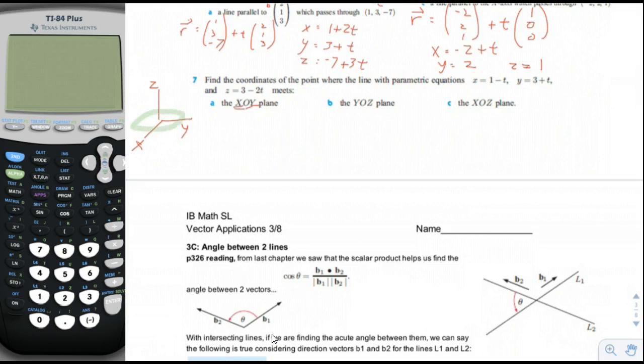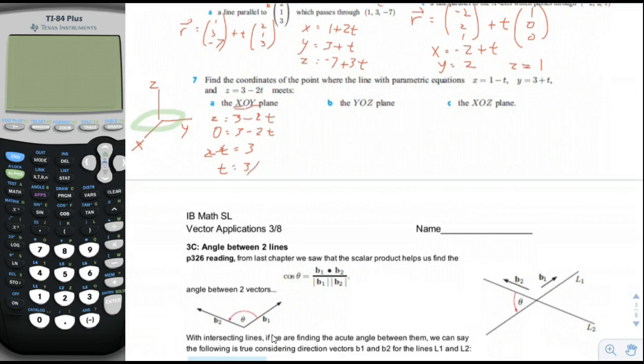All right, so if we want to figure out the coordinates when the line meets that plane, basically the definition of that plane is that z is equal to 0, right? So the question is, when does the z parametric equation equal 0? So 0 equals 3 minus 2t. What is t equal to when z equals 0? Well, 2t is equal to 3. t is equal to 3 halves, okay?